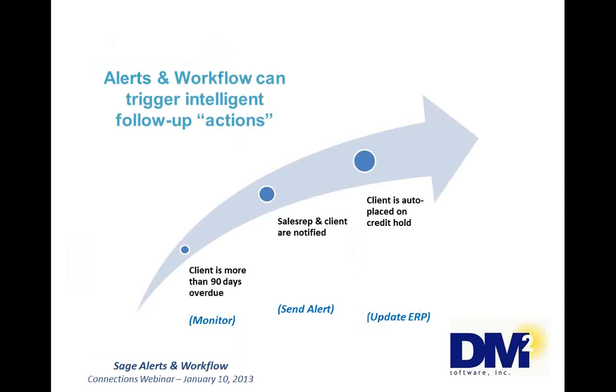The final component of Alerts and Workflow, as you might guess, is the workflow component. And by workflow, we mean the ability to go back into your ERP application or even other applications and actually add or update information or schedule appropriate follow-up tasks. You know, if a client is overdue, yes, you want to notify their sales rep. Yes, you want to notify the client. You might even want to notify your finance department or a collections agency. But how about automatically putting that client on credit hold so no additional orders are allowed for them? That's an example of what we consider workflow.